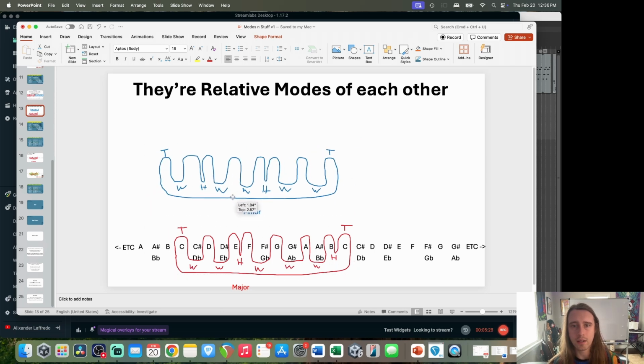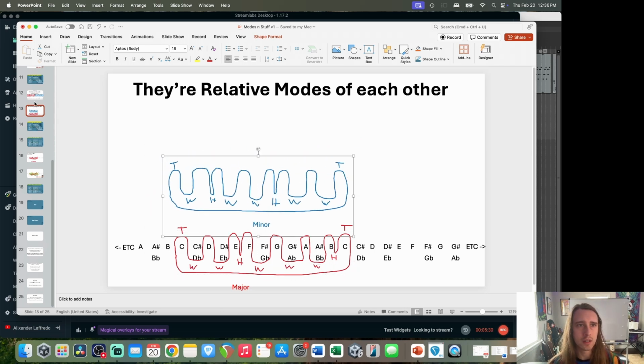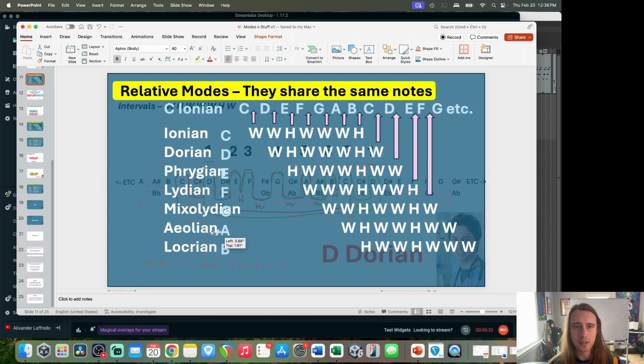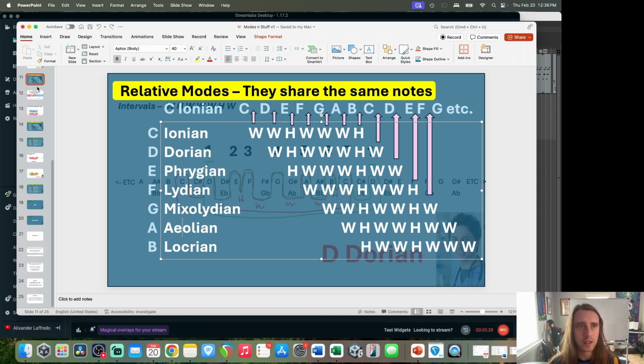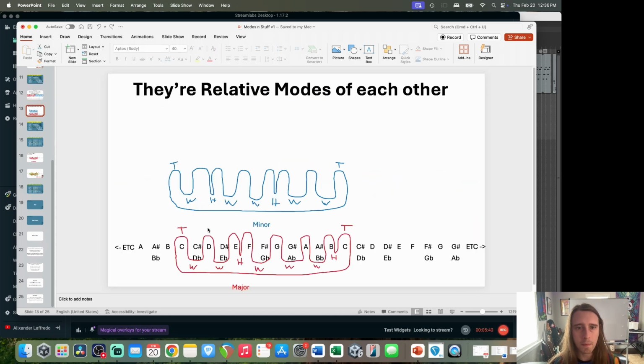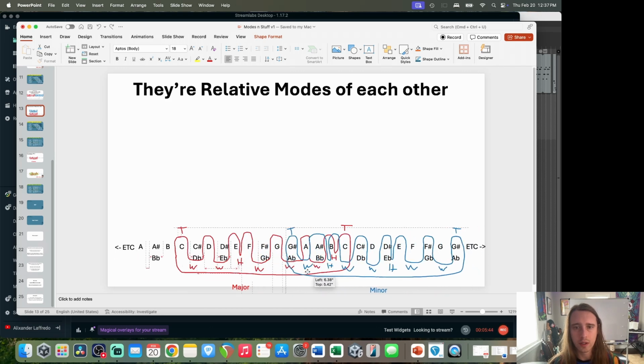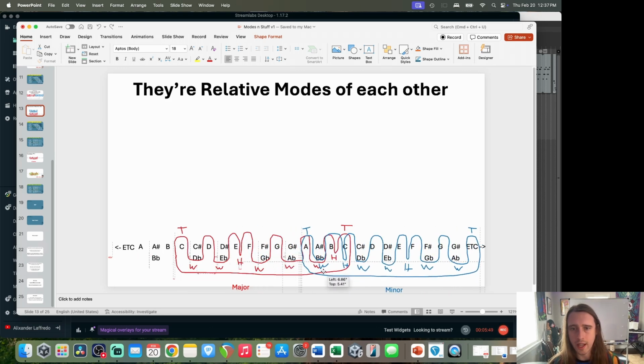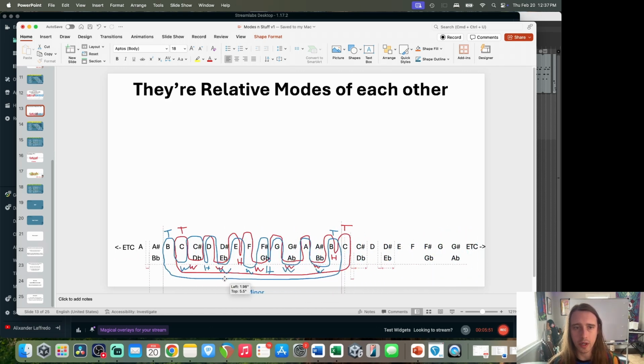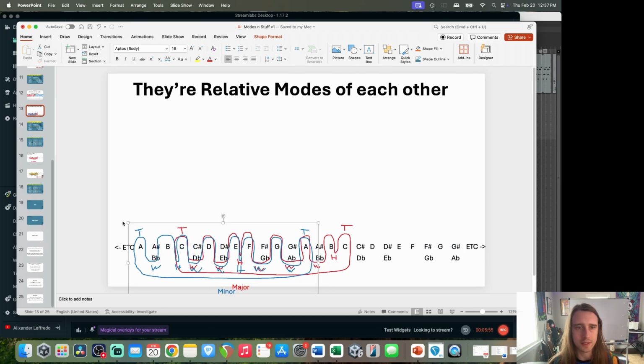Well, we know that Aeolian, going back, is the 6th one, right? 1, 2, 3, 4, 5, 6, Aeolian. So if I take this and go 1, 2, 3, 4, 5, 6, start on A, now I'm just gonna move this back to lower A so you can see how it overlaps better, but look at that. Everything lines up. It's the same notes, just in a different order.